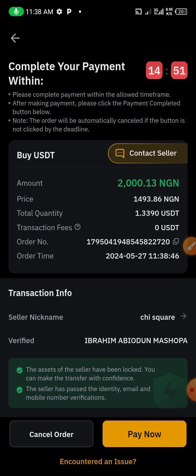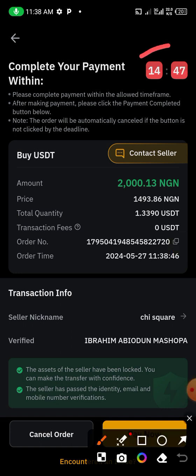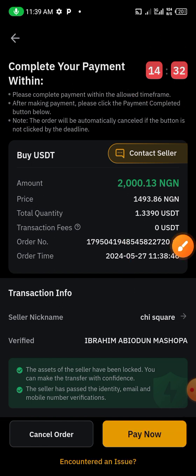They're just trying to show me what to do. Now let me explain this place. The first thing you will check is this time. They will give you a time to make the payment. Like this one, they gave me just 14 minutes to make this payment. And if I did not make this payment within the 14 minutes they gave me, this trade will automatically cancel. So what I normally do is that I click on that I have already paid.